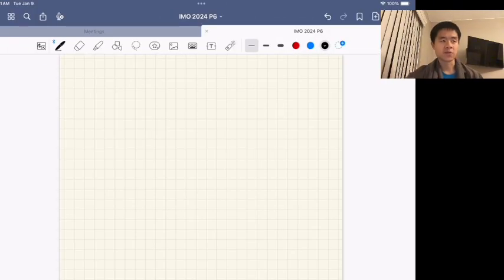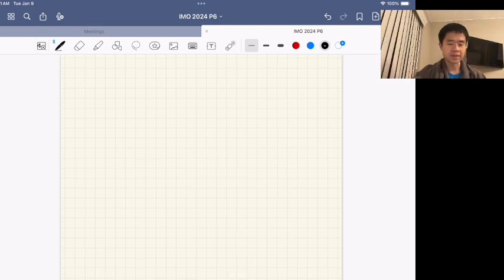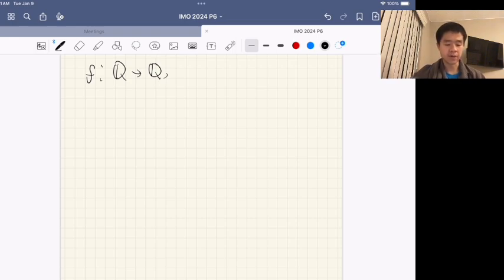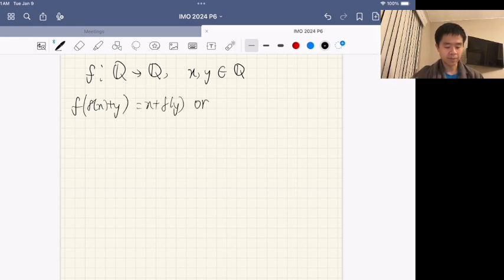So let's first describe what the problem is about. This is basically a functional equation. Let's say you have a function f from rationals to rationals, and it satisfies this property. For any x, y that are rational, one of two conditions holds. Either f(f(x)+y) = x + f(y), or f(x+f(y)) = f(x) + y.